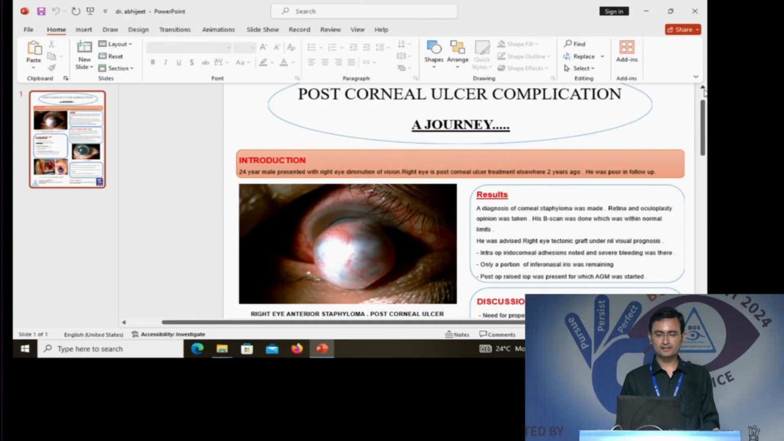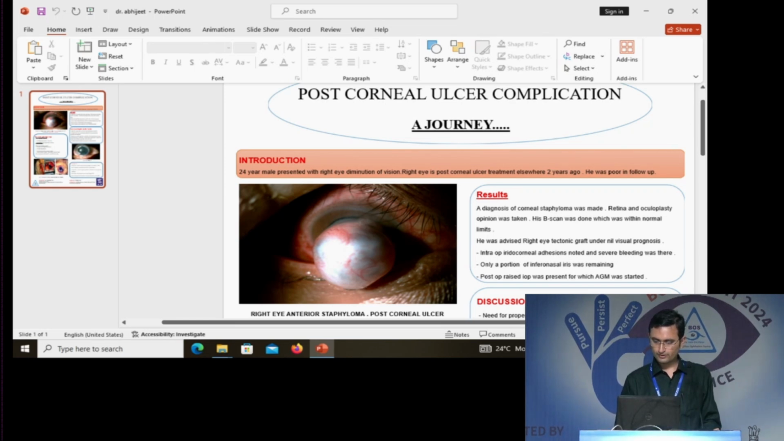You can start. Hello, good afternoon, everyone. Today I am here to present the case of a post-corneal ulcer complication. It is a journey, how he came to us and how it finally resulted. So he is a 24-year-old male presented with right eye diminution of vision. Right eye is post-corneal ulcer, treated elsewhere 2 years ago. He was poor in follow-up there also.